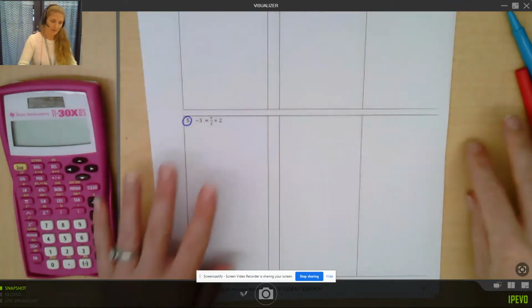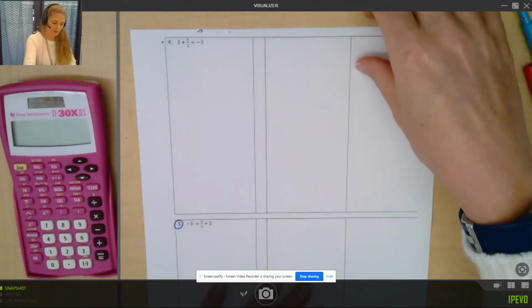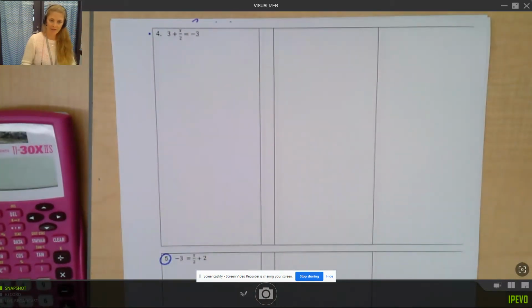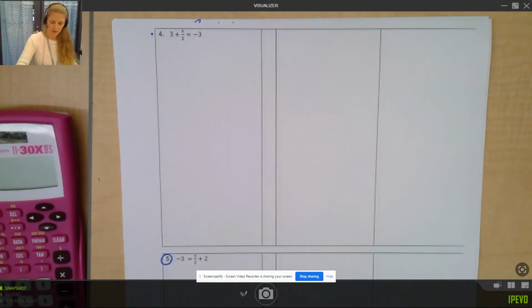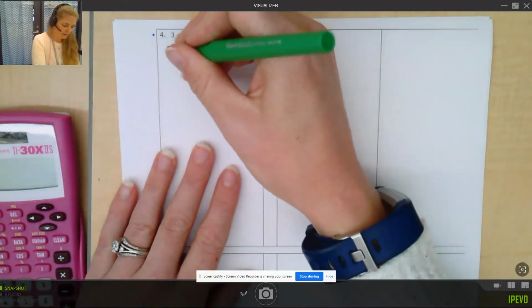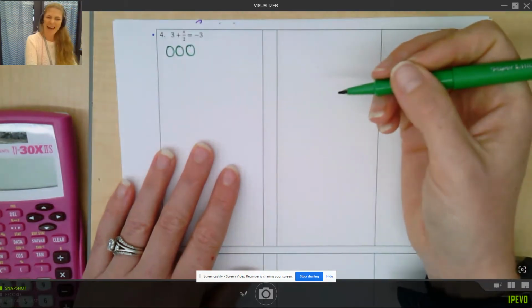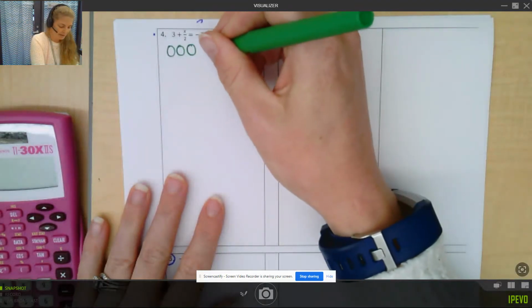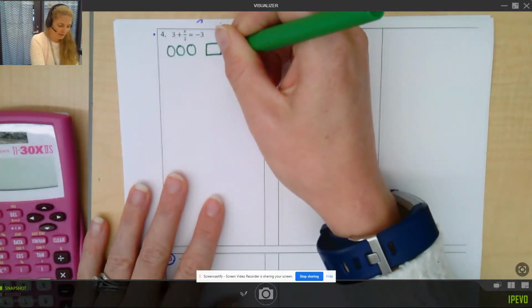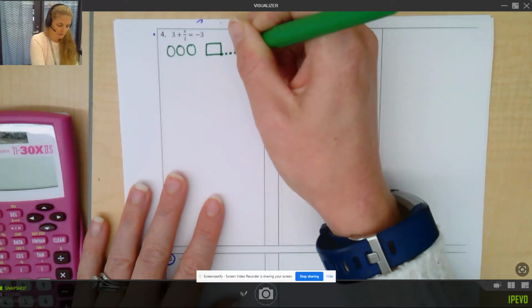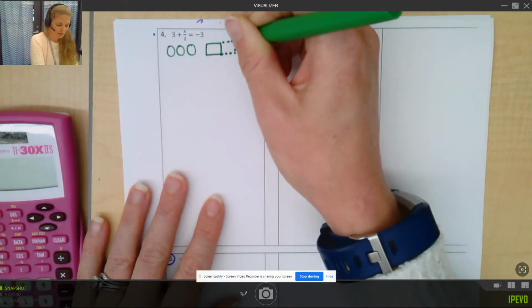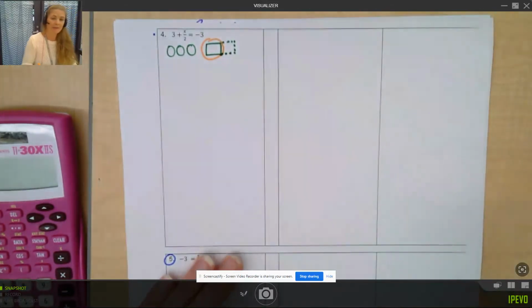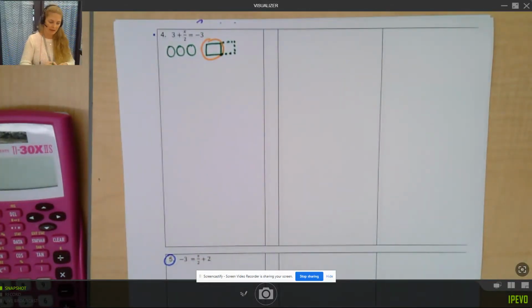So taking a look at this next one, this is a really interesting model. We have 3 plus half of an x is equal to -3. So we're going to have 3 positives, and we have half of a positive x. So we're going to have a ghost box, so it's like a whole rectangle, but we're going to show that we only have half of it by giving it just some dashes. And we're going to circle that we have a half of it instead of the whole thing being there.